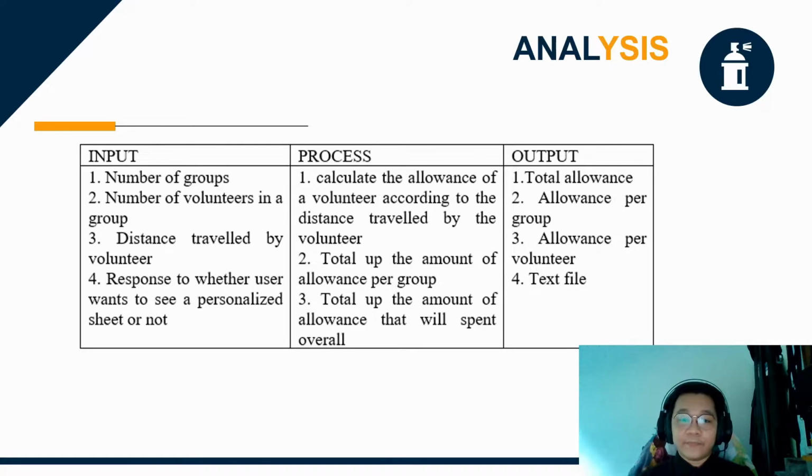And we also create a formula to total up the amount of allowance per group and also to total up the amount of allowance that will be spent overall. In the output section, we have the total allowance, meaning that we will print out the total allowance, the allowance per group, and the allowance per volunteer if the user wanted to see a more personalized sheet of the expenditure. And finally we have the text file. This is just to create a soft copy for the user so they can save it for themselves.